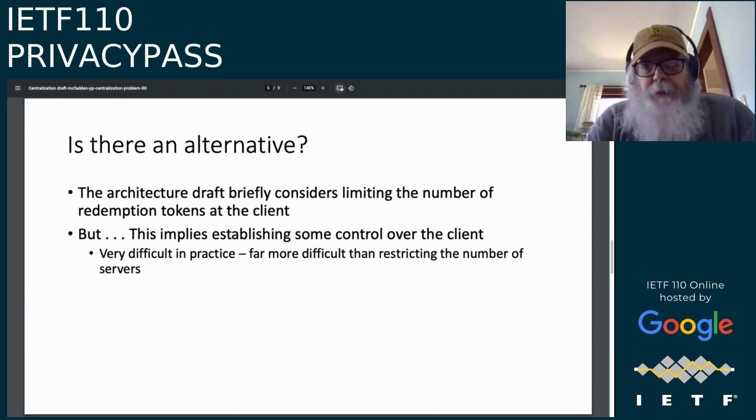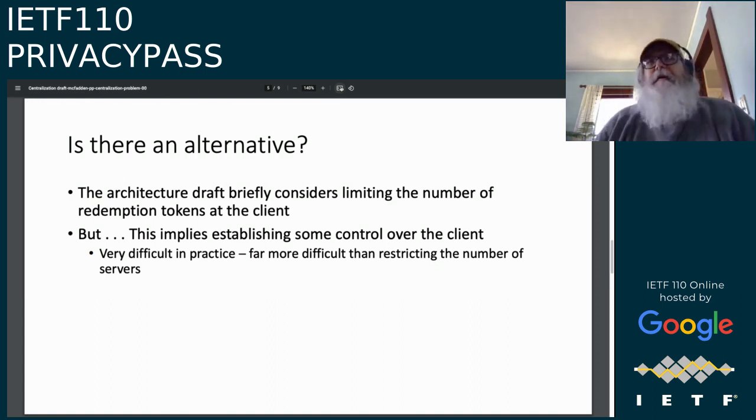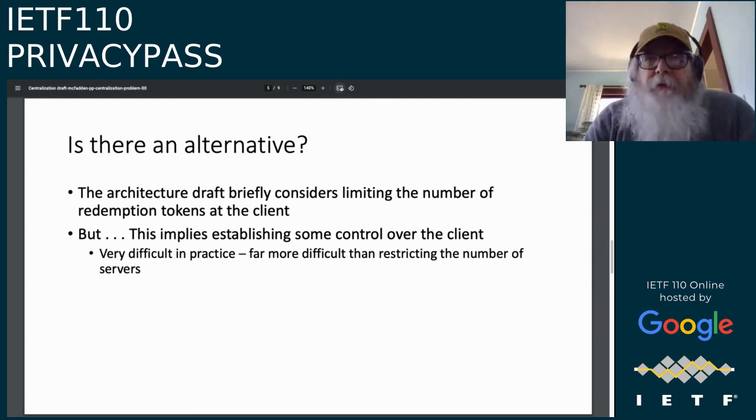Steve provided the example of redemption context as one of the alternatives. In the architecture draft, there's another alternative, and that is actually limiting the number of tokens that are at the client. But it seems on analysis, both in Section 10 of the architecture draft and also in the draft here for consolidation, that's not a very practical alternative.